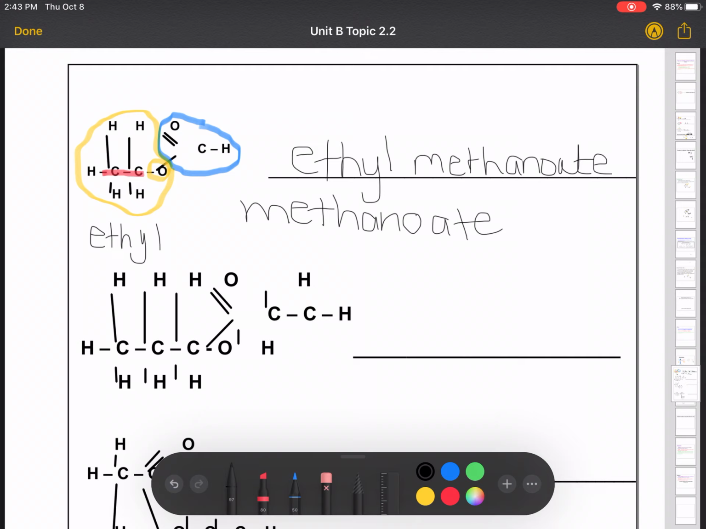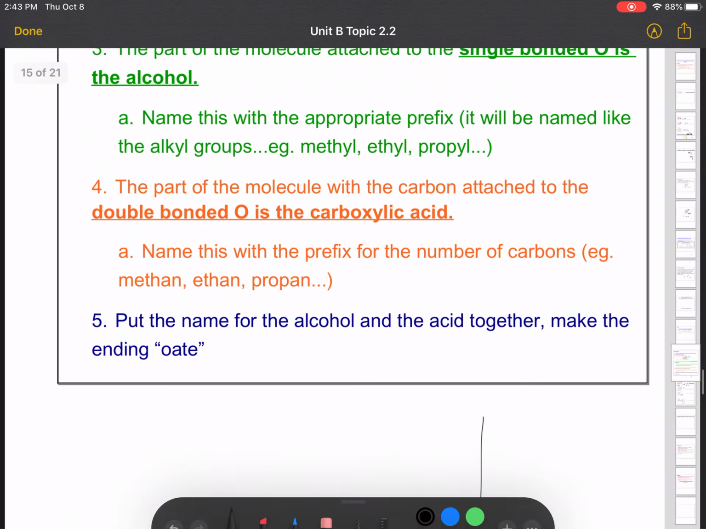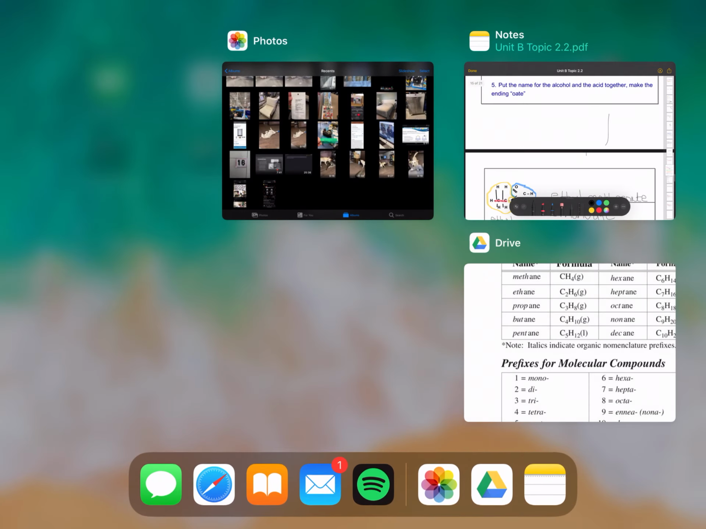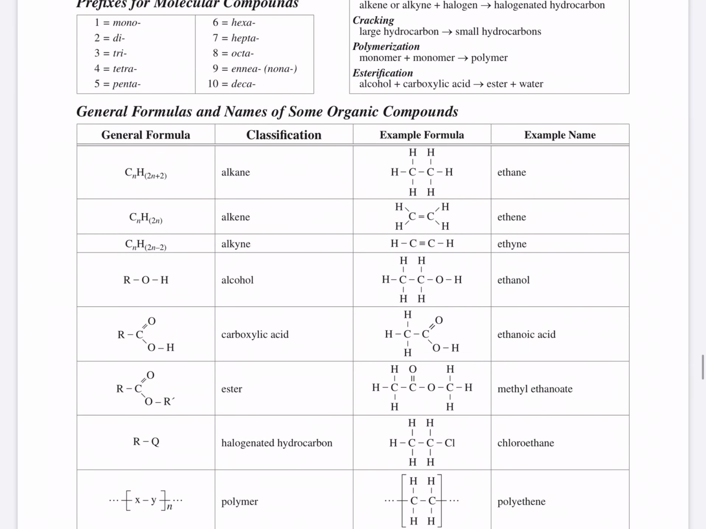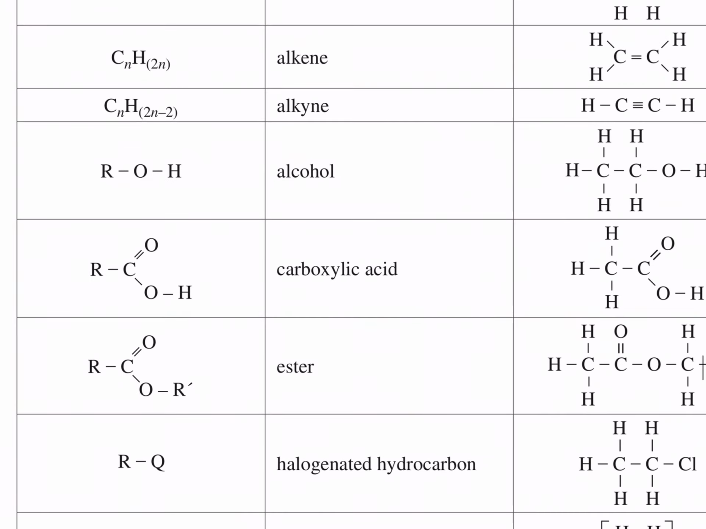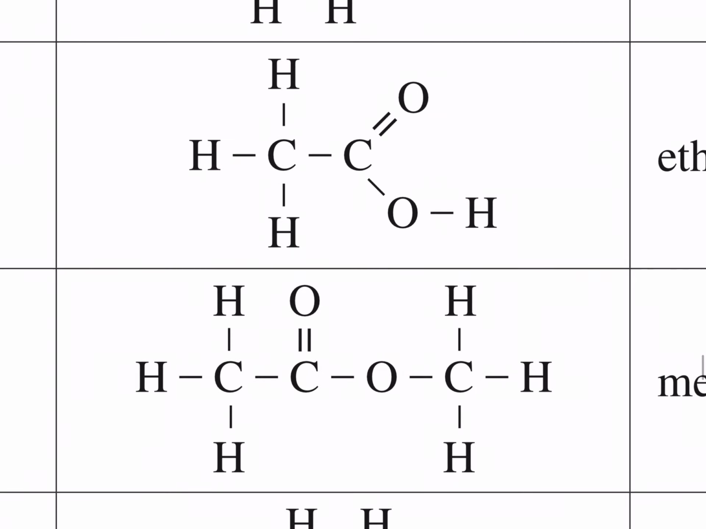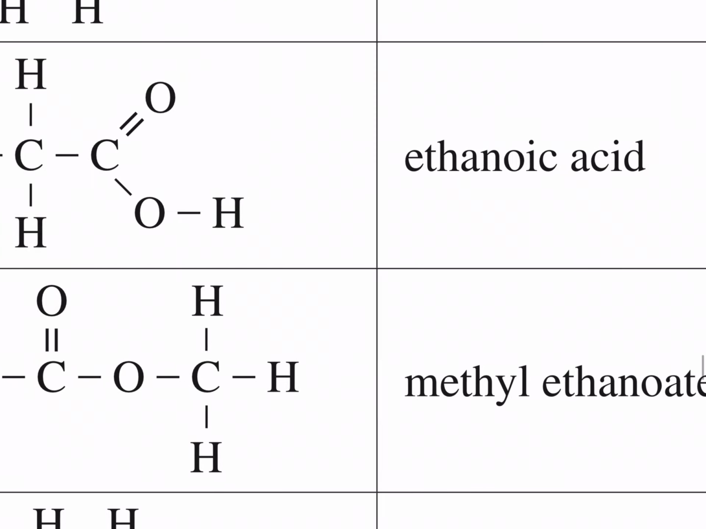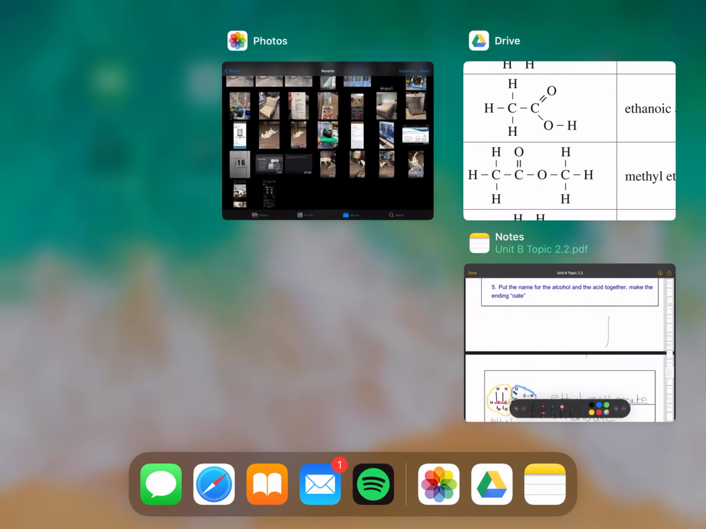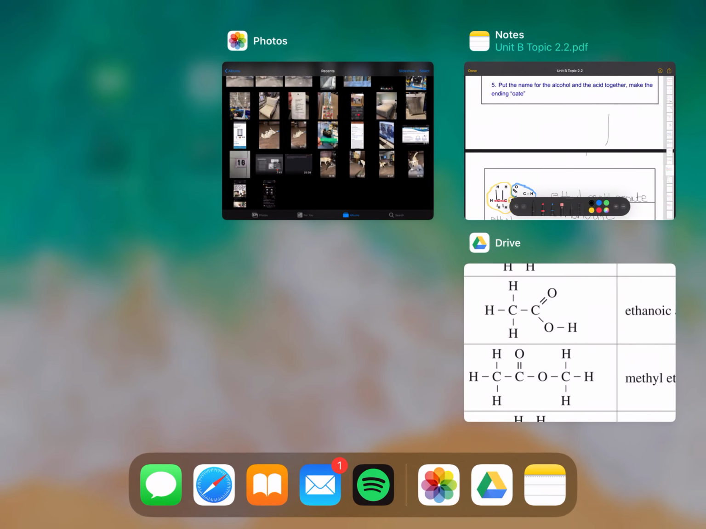Okay, so that's how you will name that. I'm just going to show you where that is on the general formula sheet. So we've got esters, it gives you that formula, gives you an example, and they've got methyl ethanoate. Is that the same one we just did? We did ethyl methanoate, so very close.